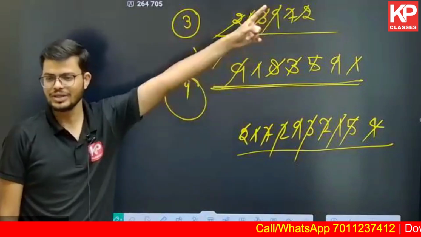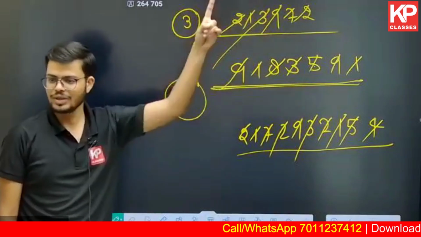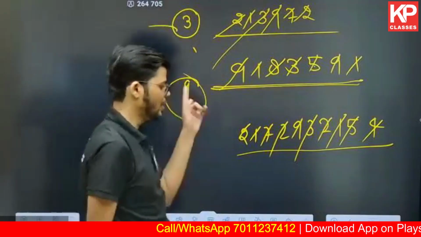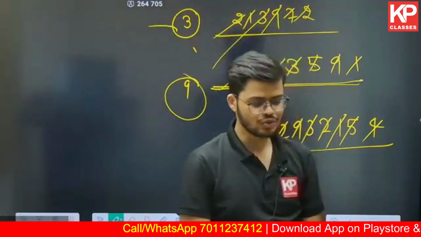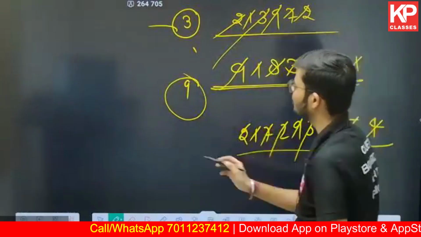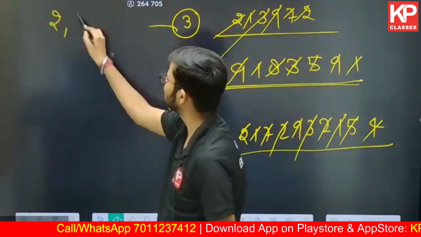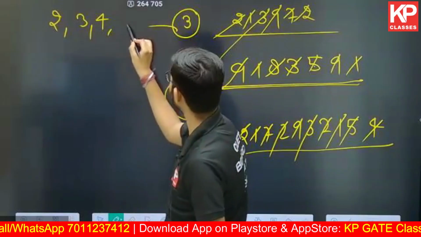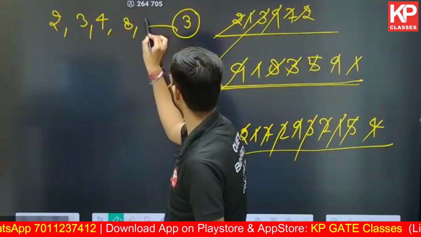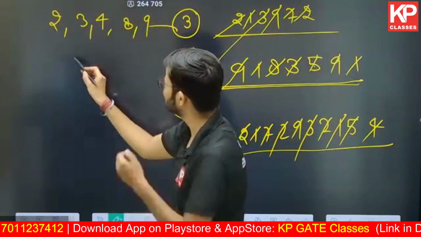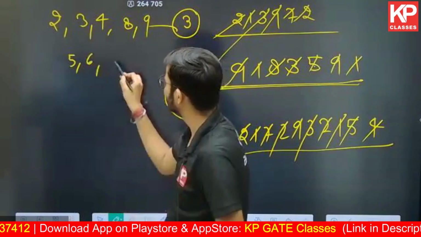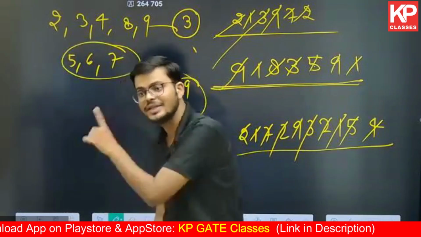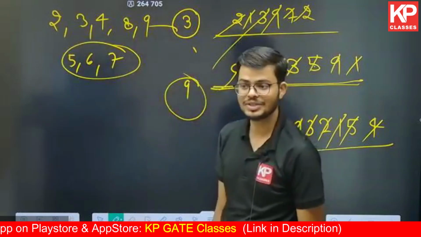So for 3, add all these numbers. For 9, add all these numbers. The sum should be divisible. You can make a note of it. So we have covered the divisibility for 2, then 3, then 4, then 8, and then 9. What is left here? 5, 6, and then 7. Now for 5, 6 and 7, what is going to be the divisibility rule?